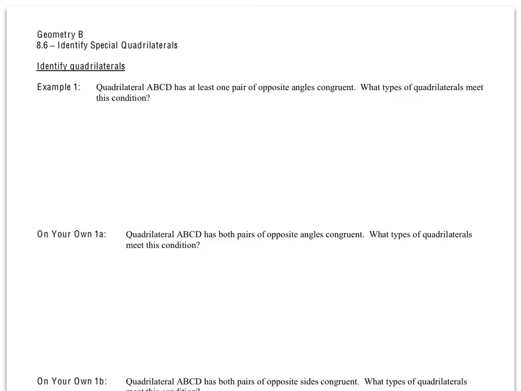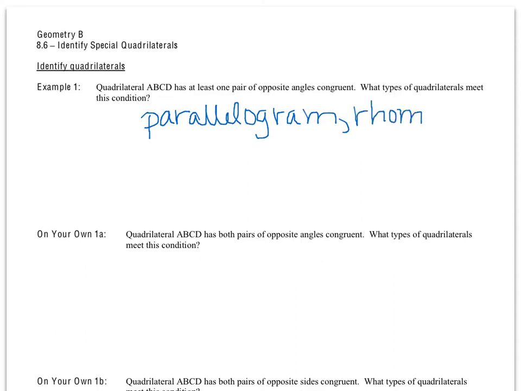Well, what I would do is I would flip through my foldable and look at each one of them and go one by one. So a parallelogram, yeah, it's got at least one pair of opposite angles congruent. So I know that's one of them. The next one would be a rhombus. That's got at least one pair because it is a parallelogram. A square and also a rectangle. Those are all parallelograms, so they'll all fit this.